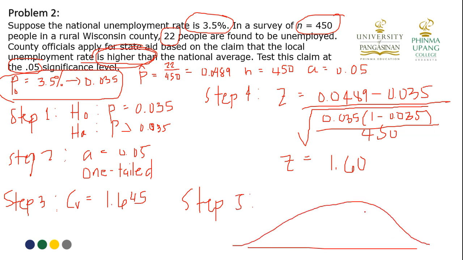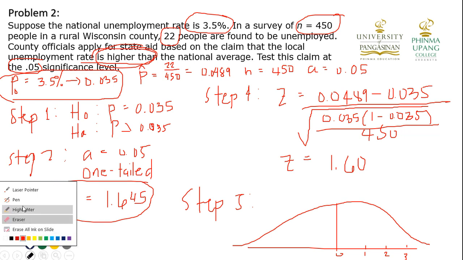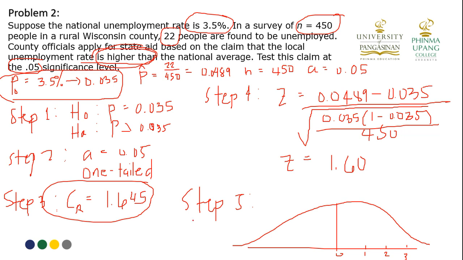Step 5. Drawing tayo ng bell curve. Kitang-kita nyo naman na hindi umabot yung 1.60 sa 1.645. So, reject pag ganyan. Kita ko lang dito para mas maintindihan ninyo. This is 1, this is 2, this is 3. Yung 1.645 na critical value yung nalagay ko dyan. Ito yung z value. Tama pala yung sinulat ko doon. So, yung 1.645 approximately nandito.